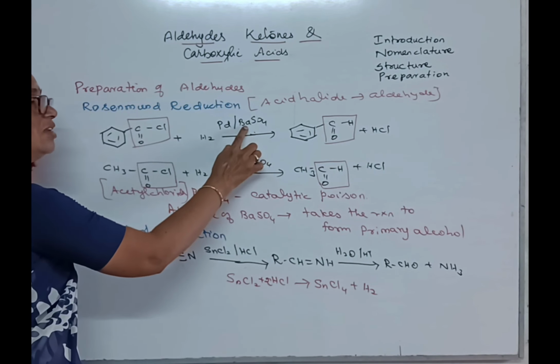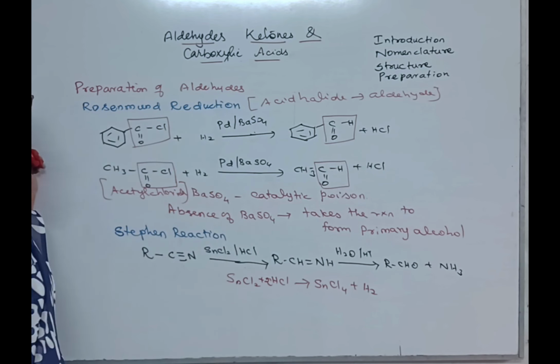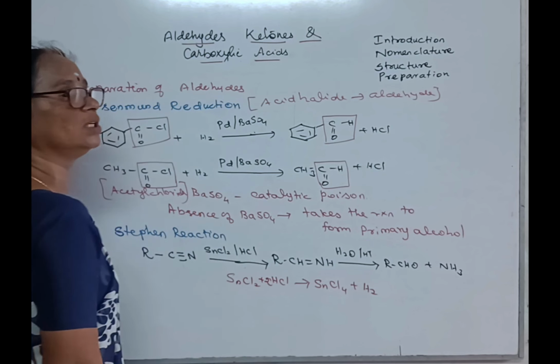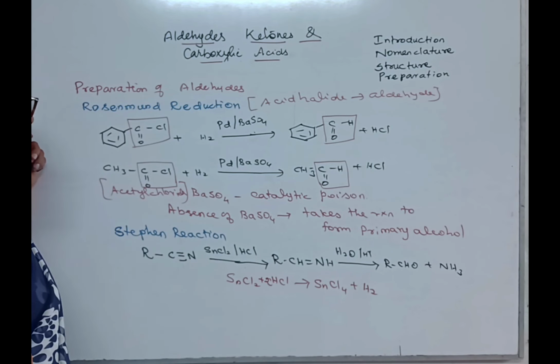So barium sulfate behaves as a catalytic poison to the palladium catalyst. A catalytic poison means a suitable material we add to reduce the catalytic activity of the catalyst. Those are said to be catalytic poisons.